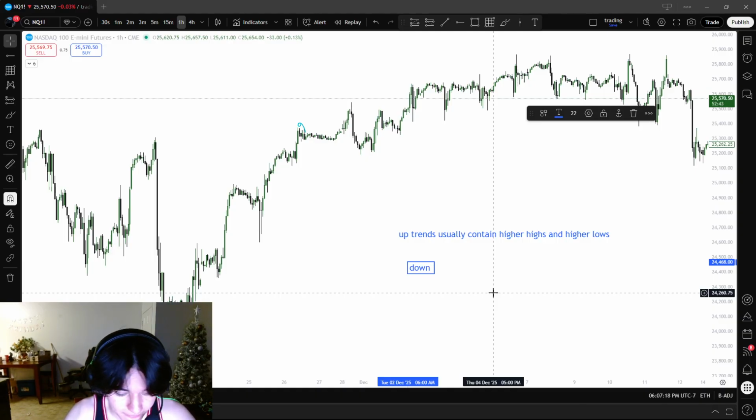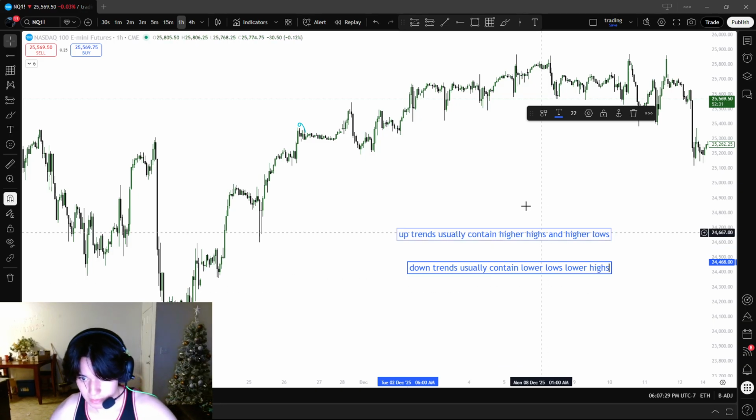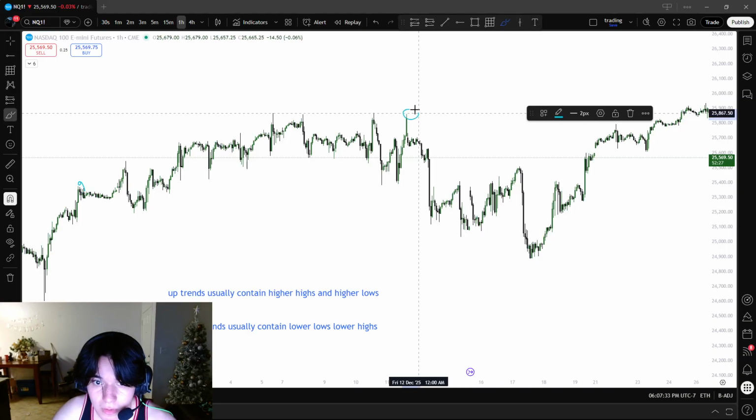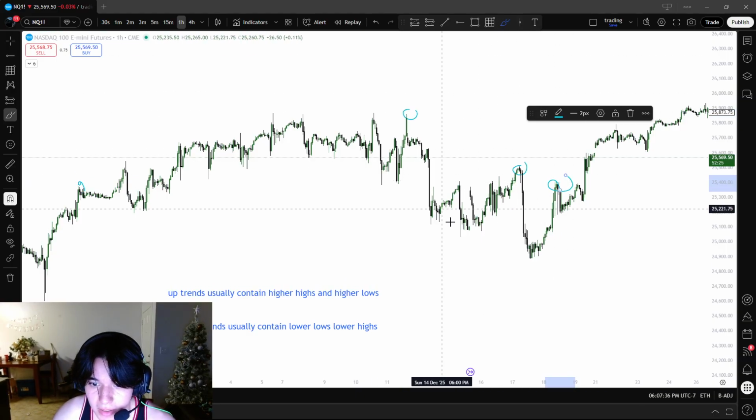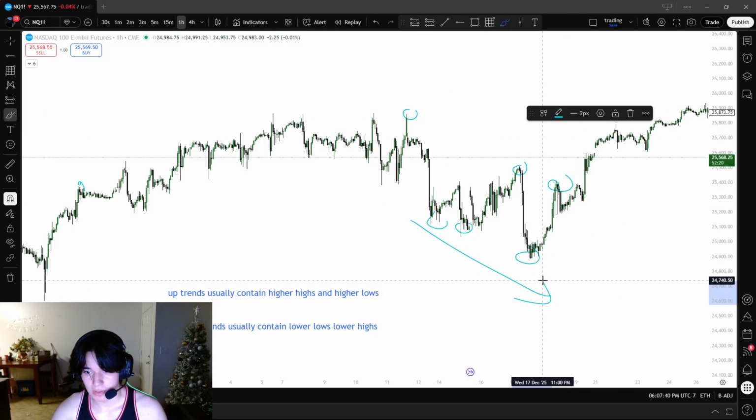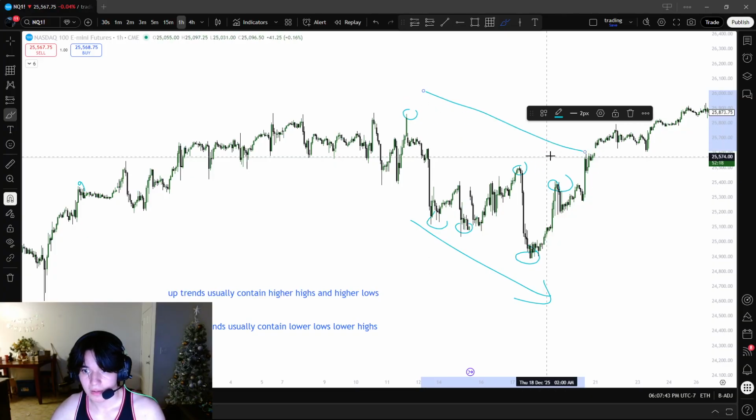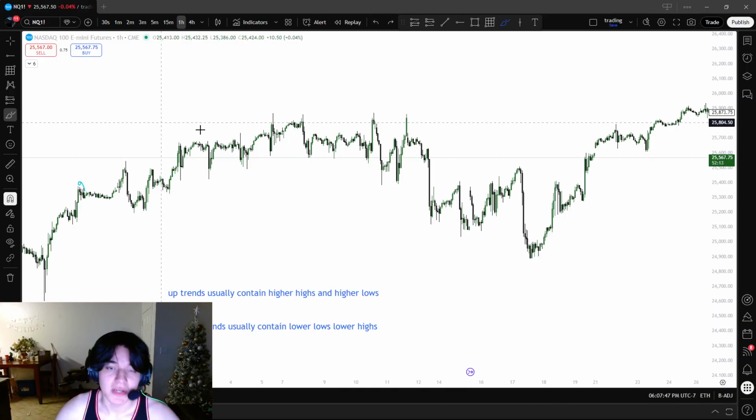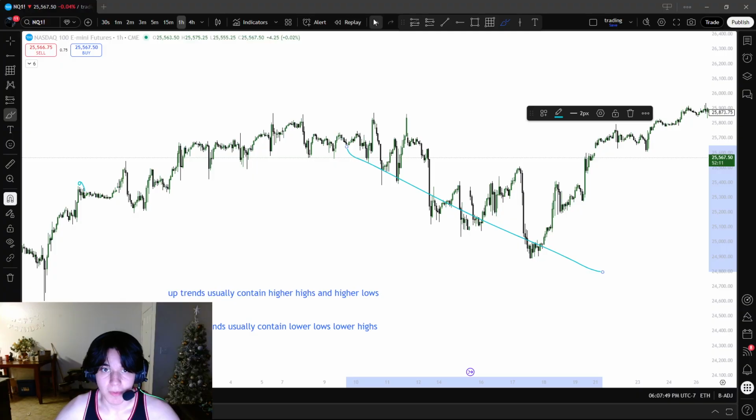Downtrends usually contain lower lows and lower highs. So, for example, lower high, lower high, lower high, lower low, lower low, lower low. See? Going low on the lows and going low on the highs. So that's pretty much higher highs and higher lows and trends and how to spot them in the market.